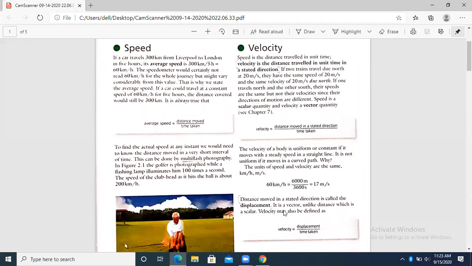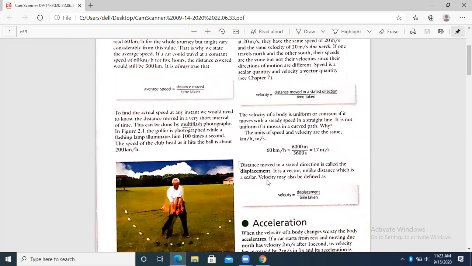Sir, I have a question about uniform speed. It means a car travels 5 meters per second, and the next second it travels 5 meters, like this, all the time the same speed. Yes, that is uniform speed. But uniform velocity means what? The velocity of a body is uniform or constant if it moves with a steady speed in a straight line. Here not only the distance and time, the direction also should be the same.